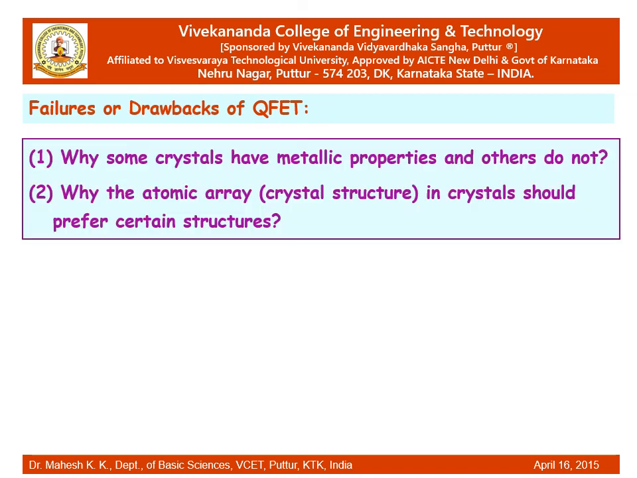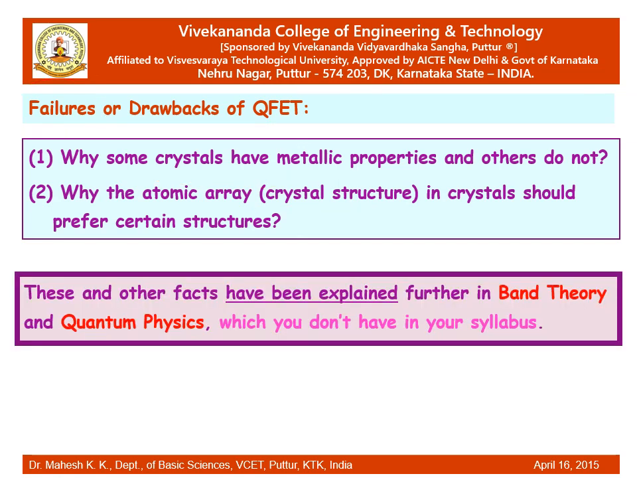Although there were successes in quantum free electron theory, there were some failures also. I am just listing two here. The questions are: why do some crystals have metallic properties and others don't, and why should atoms in crystals prefer certain structures? These and other facts have been explained further in band theory and quantum physics, which again you don't have in your syllabus.